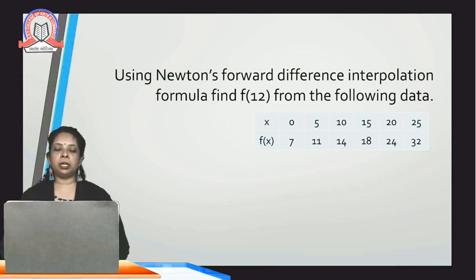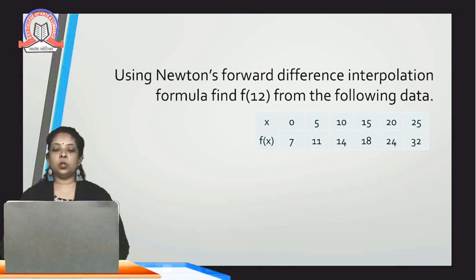That can be calculated by subtracting the just previous x value from any x value, which gives the height or interval between the values of x. The next row represents the function f of x, which we can also represent using the letter y. That is 7 for x0, 11 for x equal to 5, 14 for x equal to 10, 18, 24, 32, etc.